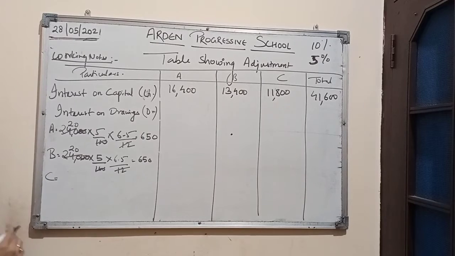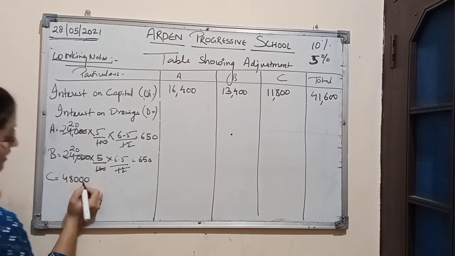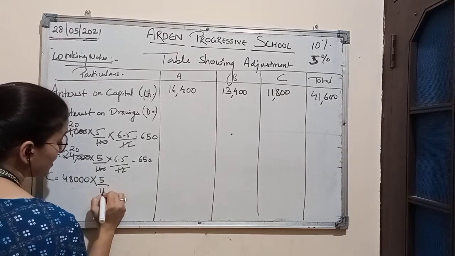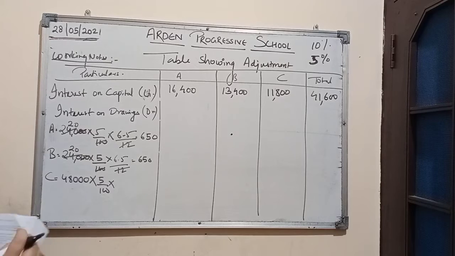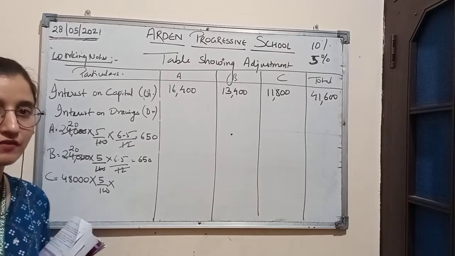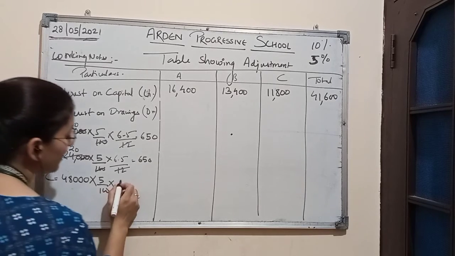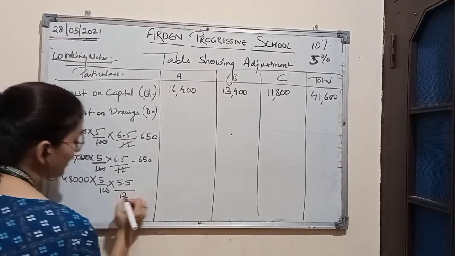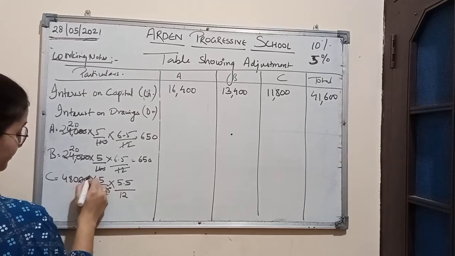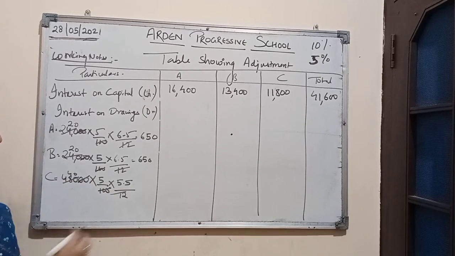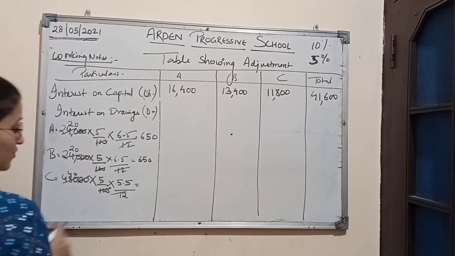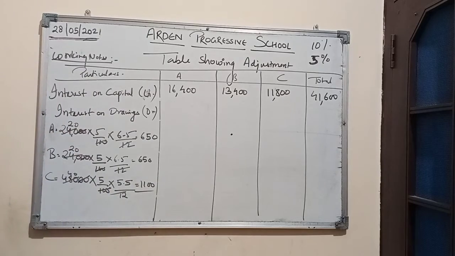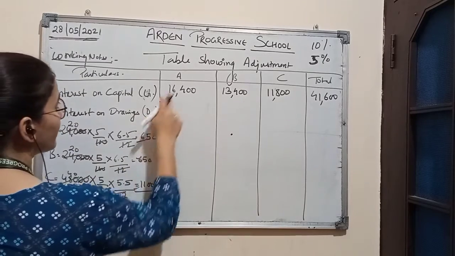Now partner C has withdrawn the total amount of drawings, 48,000. Rate of interest on drawings is 5%. Now partner C is withdrawing this amount of drawings at the end of every month. So here average period will be calculated for the time period of 5.5 months. So here amount of interest on drawings charged to C will be 1100. So we will write this amount here.